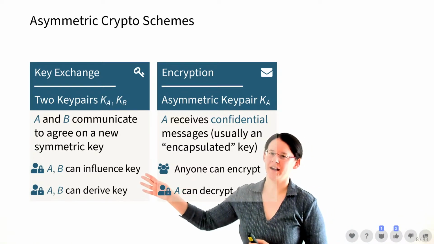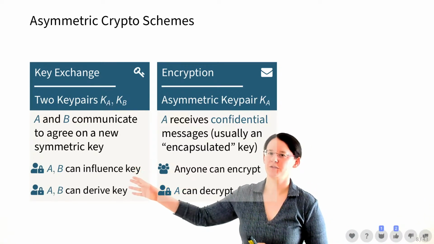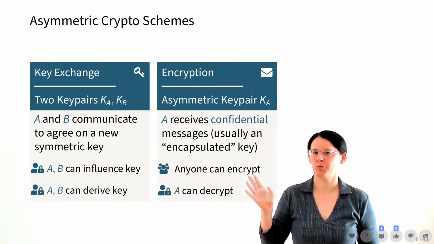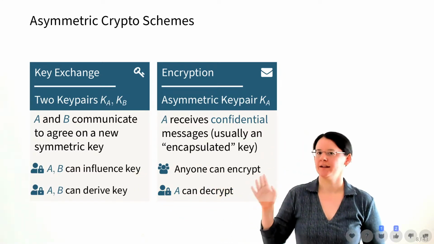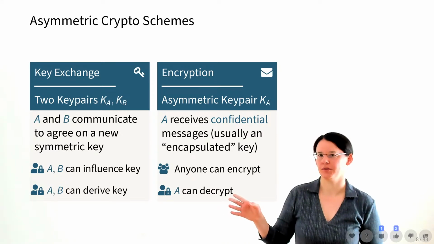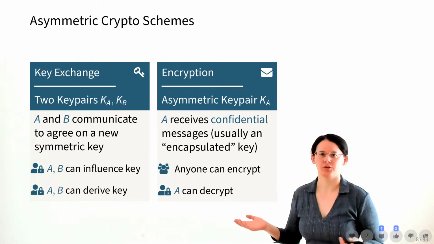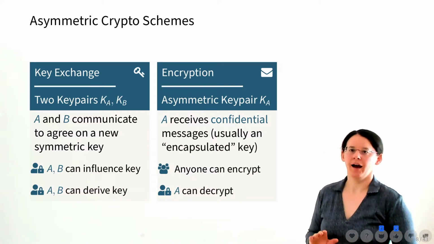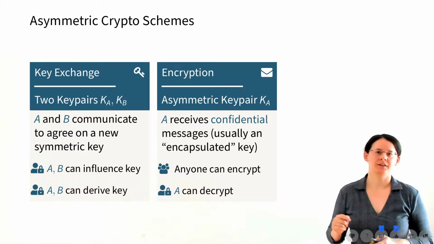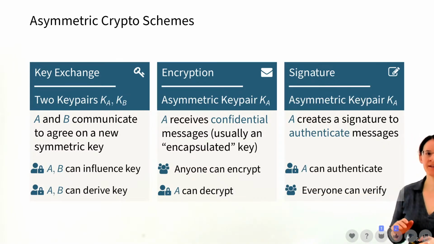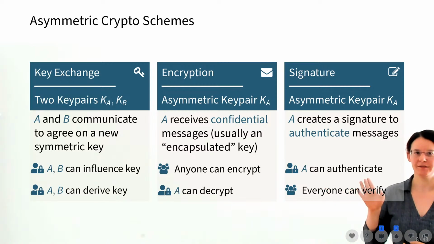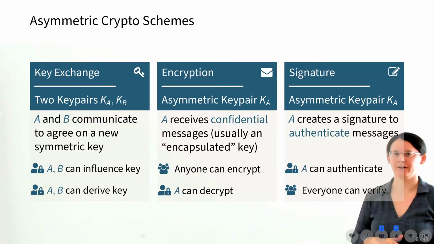The difference is that in a key exchange scheme, typically both people influence the key. In this case, one party would choose the key and send it to the other party, and then both know it. But only one has control over it in the sense that they have generated it. And finally, we need to do something about the authenticity, and that's where signature schemes come in. So here, Alice can authenticate a message and everybody can verify it.